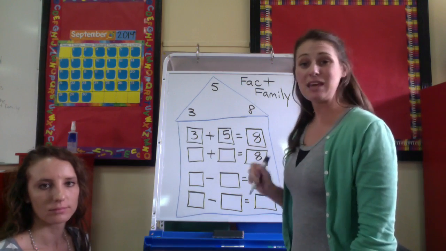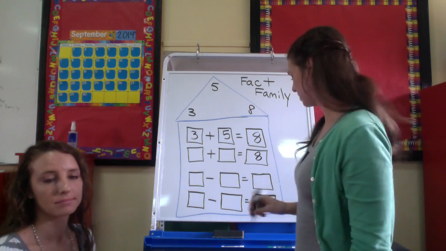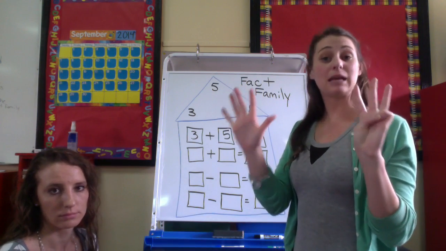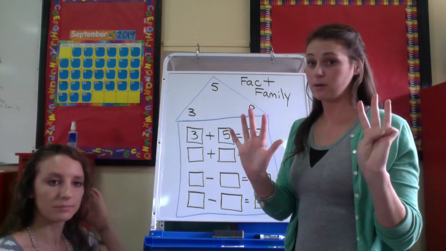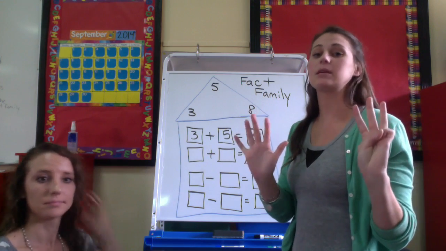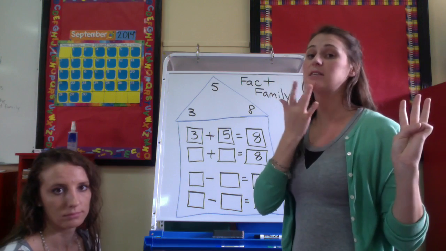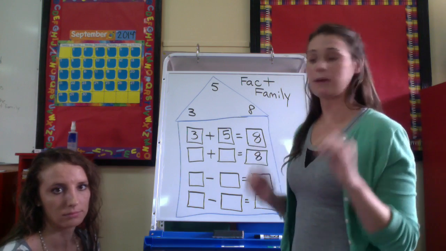And now I'm going to make sure that my fact family is correct. So I'm going to take 3, and I'm going to take 5, and I'm going to count and make sure that I have the correct fact family. So 1, 2, 3, 4, 5, 6, 7, 8. 3 plus 5 is 8.